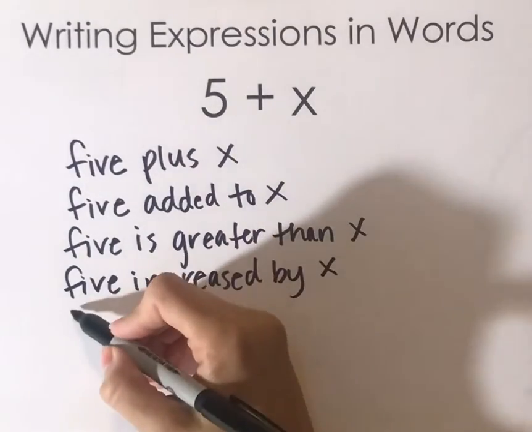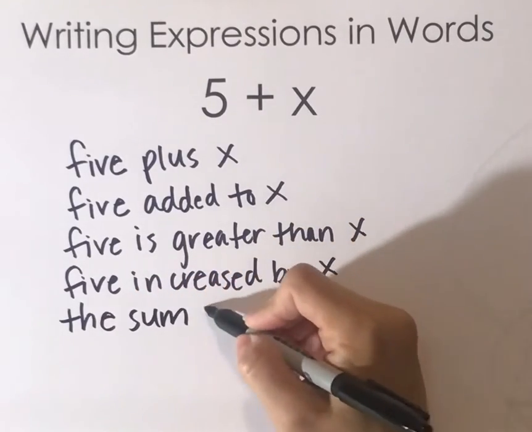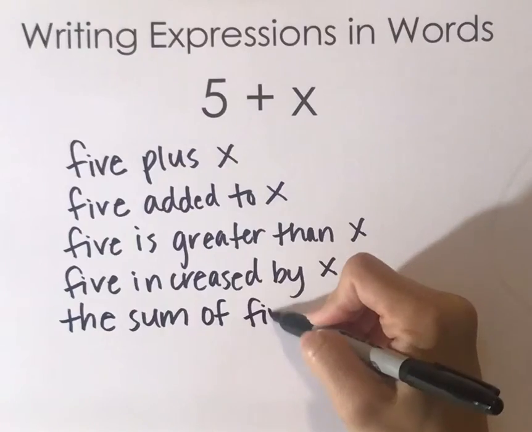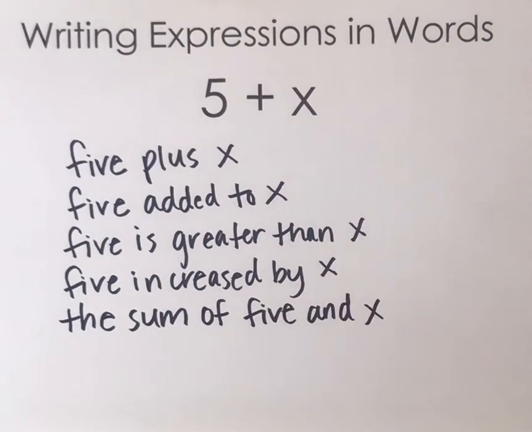The last way you could say is you could use the word sum. So you could say the sum of 5 and x, because remember the sum also means to add. So these are all good ways to say it.